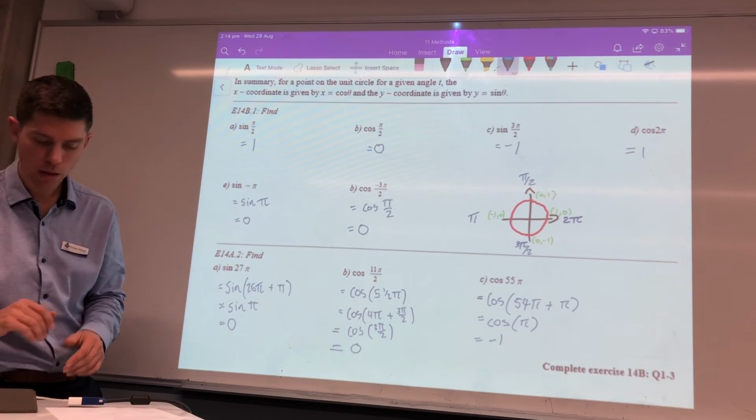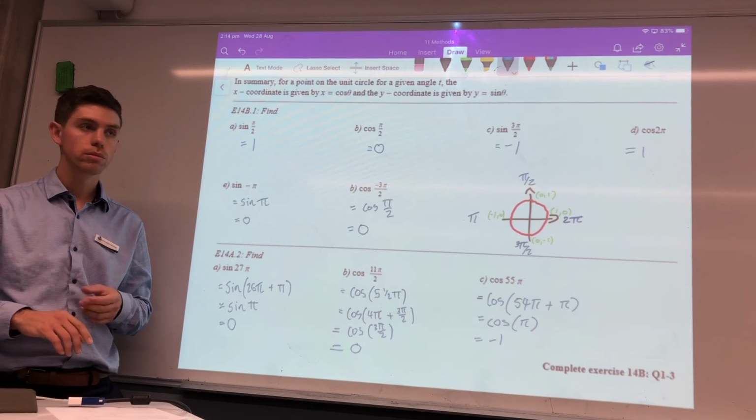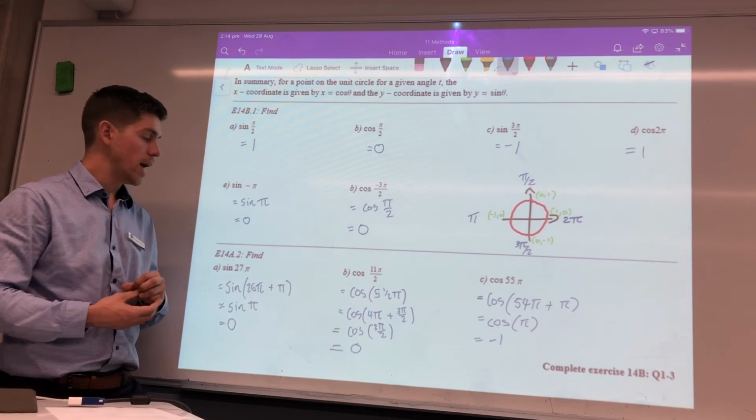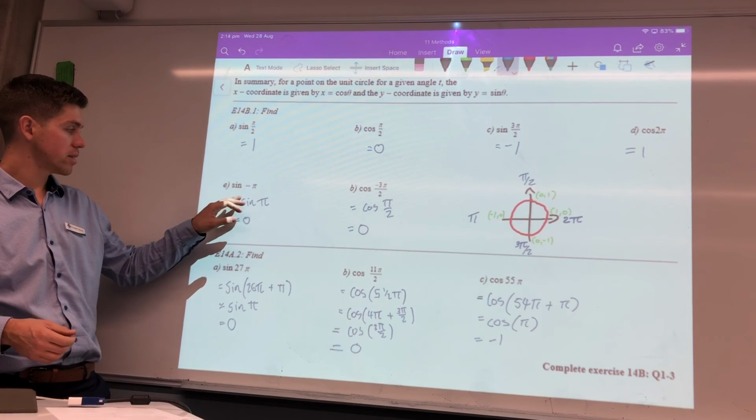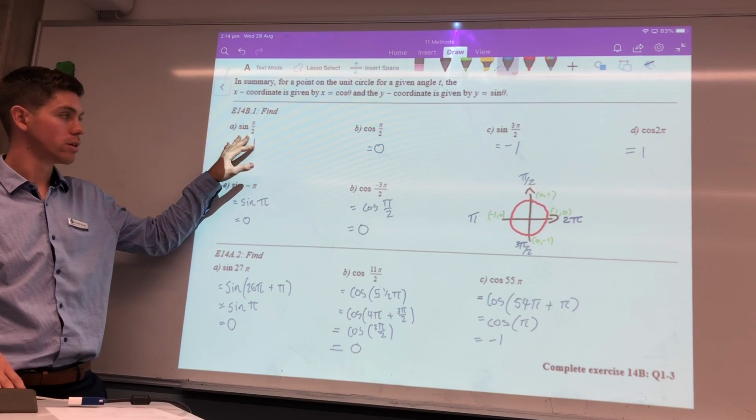And there we've defined where sine and cosine come from using the unit circle, and also how we can evaluate these radian angles of pi.